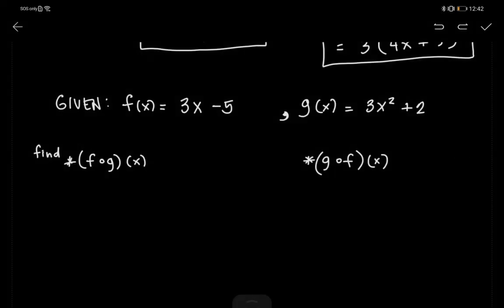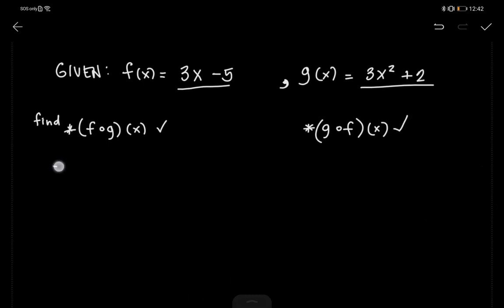Okay, so this time let us have another example of composition of functions. So we have here two given functions. f of x is 3x minus 5 and g of x is equal to 3x squared plus 2. So this time let us find the value of f composite of g of x and g composite of f of x. Okay, so let us start here first.